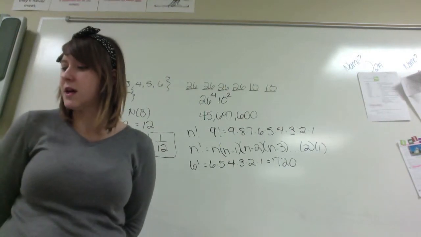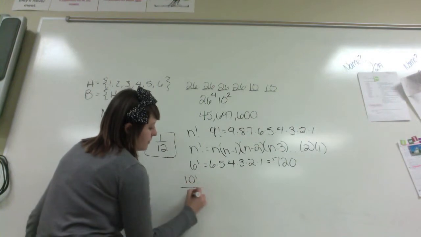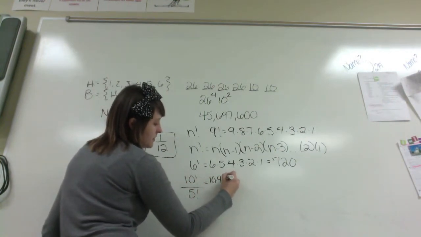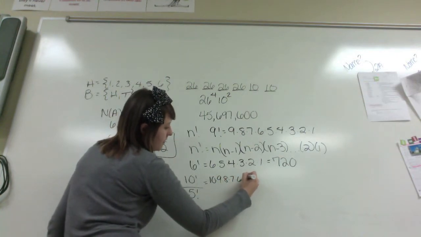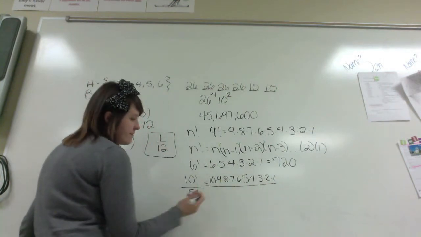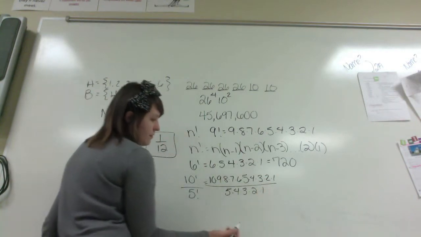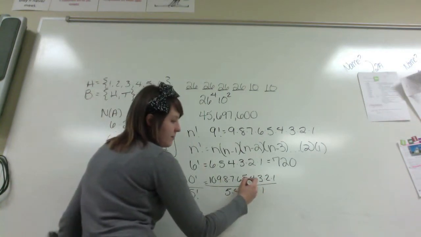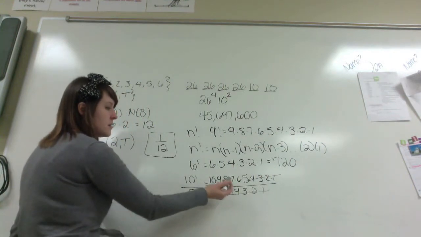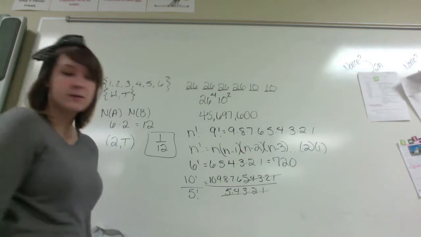Alright, next one is 10 factorial over 5 factorial. So if you have 10 factorial over 5 factorial, remember that the way you can write that is 10 times 9 times 8 times 7 times 6 times 5 times 4 times 3 times 2 times 1. And then 5 factorial is 5 times 4 times 3 times 2 times 1. So this 5, 4, 3, 2, 1 cancels out, and all you have is 10, 9, 8, 7, 6 that you're multiplying. So that would give you 30,240.